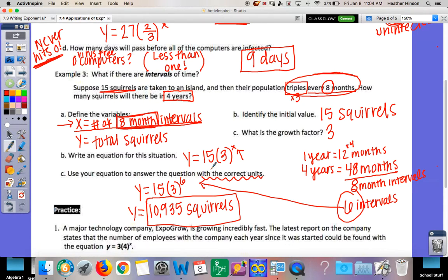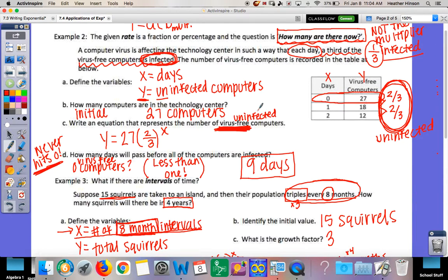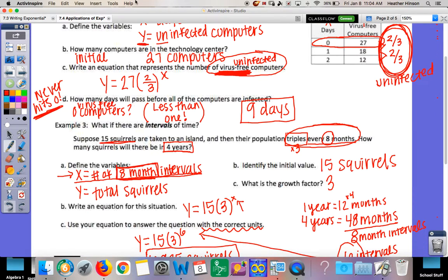Okay, so try the rest of the examples. They're all based off of these. Watch your time. Watch if there's any intervals. And watch your equations. Like this one, it asked for uninfected computers. The word problem gave us the infected, the 1/3 infected, so we had to go to the table. So watch that. Make sure you know what it's asking for. Good luck.